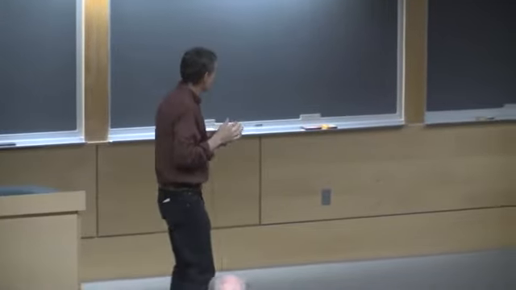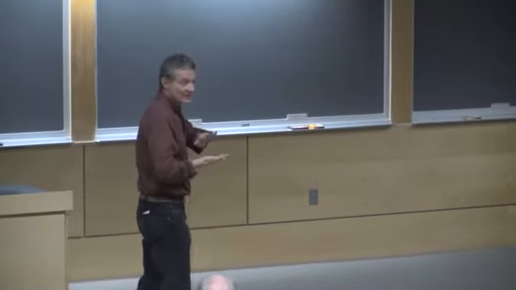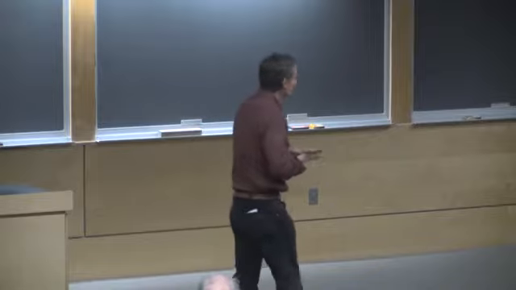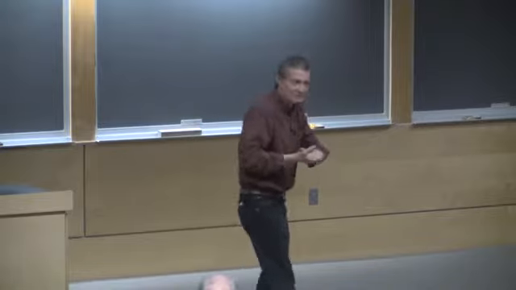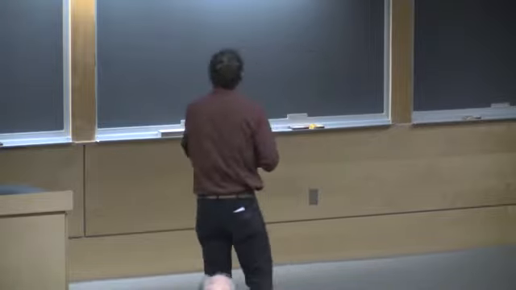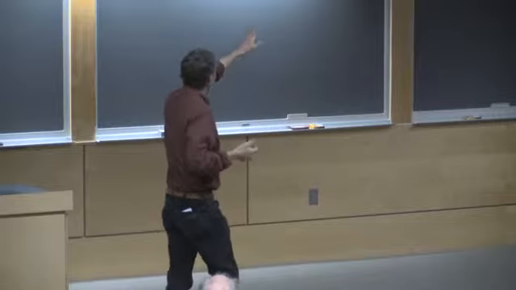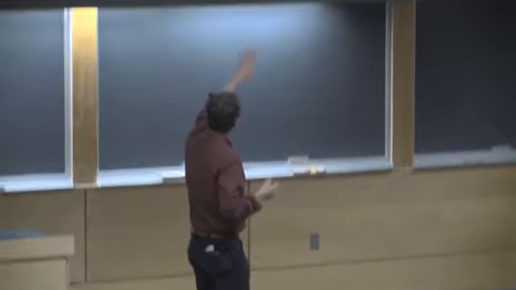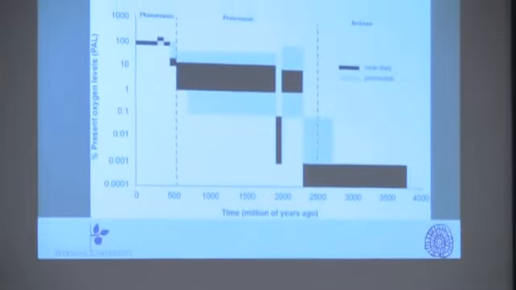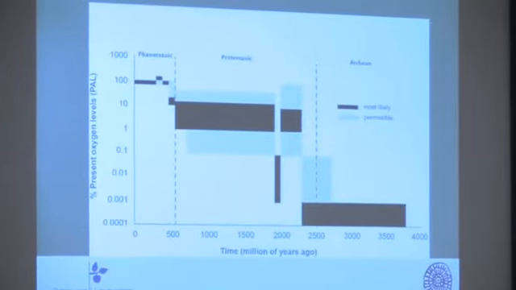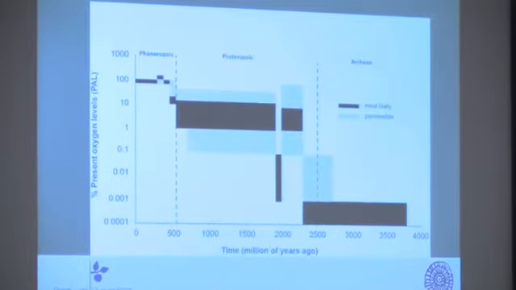So I've tried to reconstruct a history for oxygen. Some of it's a little bit guesswork, some of it's a little bit better than that. And that history looks a little bit like this. If it's a dark area, I think that's a most likely reconstruction. If it's gray, well, that's possible. On the left-hand side, I have percent present-day oxygen levels. So if it's 100, that's 100% of present-day levels. So that's what we have today.